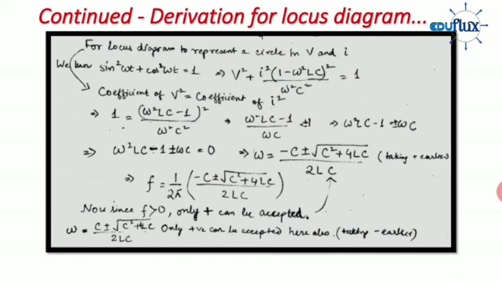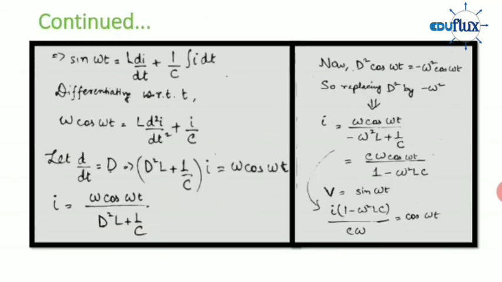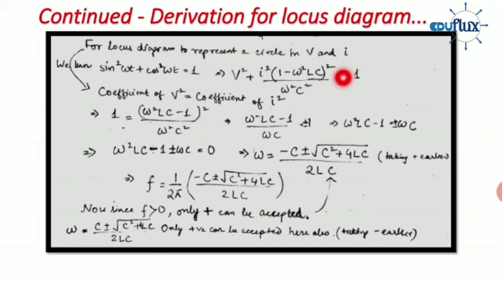So I hope that this explanation of how the nature of the locus diagram will be for variable omega or f and fixed L and C for an LC network was clear, both theoretically and from the numerical point of view, and that is how other locus diagram problems can also be dealt with, by writing down the equations and using any identity to represent some geometric figure like a circle or ellipse, or any other geometric figure, like is done in the case of locus problems in general.